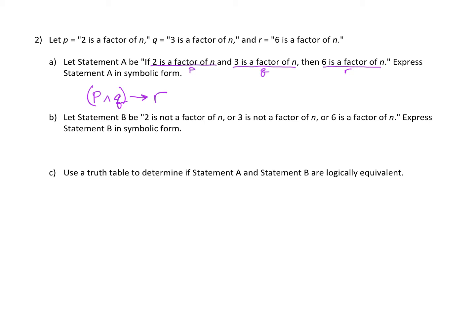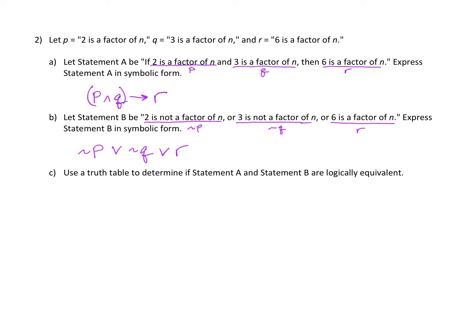Let statement B be: 2 is not a factor of N, or 3 is not a factor of N, or 6 is a factor of N. Express statement B in symbolic form. So 2 is not a factor of N, that's not P. 3 is not a factor of N, that's not Q. And 6 is a factor of N is R. So this says not P or not Q or R.